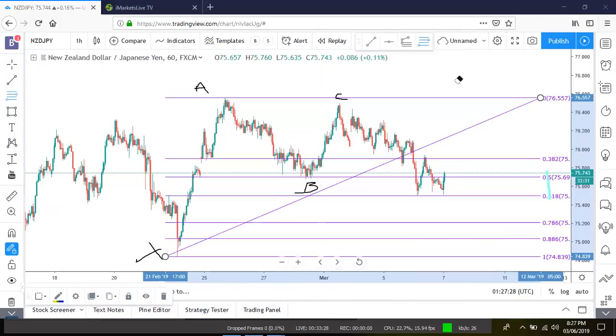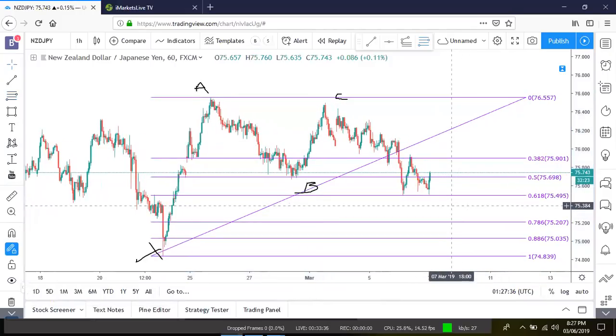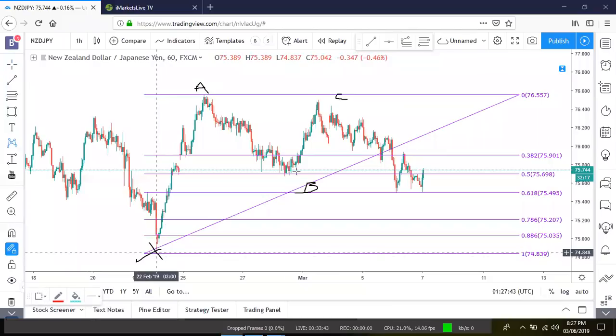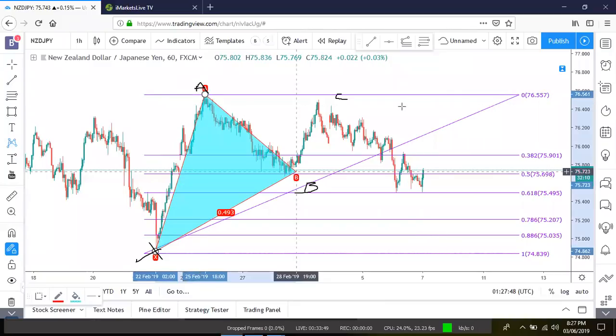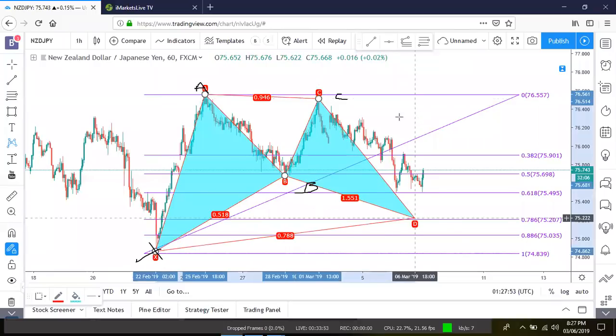So now that we have that identified, my entry level for me to enter this trade is at the 88.6 Fibonacci retracement level. And this is what this pattern will look like. And this is how I can identify these patterns before they even happen. X to A to B, B to C, C completes down here at D.